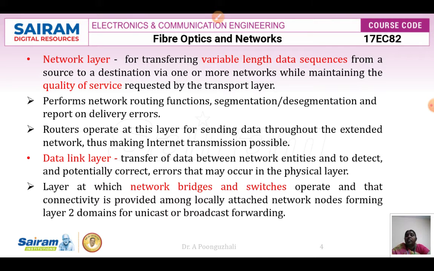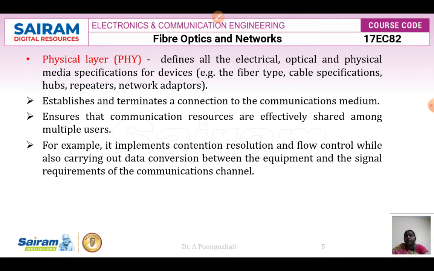In this layer, network bridges and switches are operated, so that connectivity is provided between the locally attached network nodes, which is formed in the layer 2 domain for unicast and broadcast forwarding.